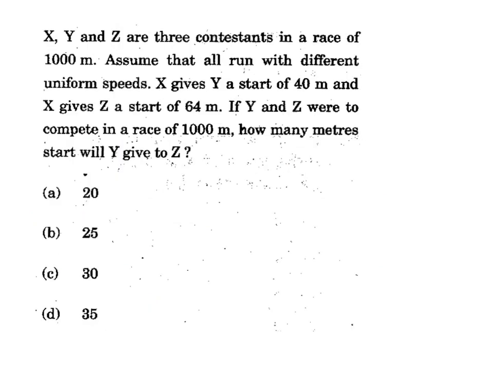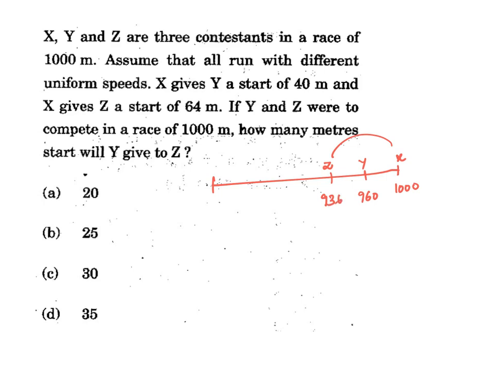X, Y and Z are 3 contestants in a race of 1000 meters. Assume that all run with different uniform speeds. X gives Y a start of 40 meters and X gives Z a start of 64 meters. The meaning is, in a race of 1000 meters, when X reaches 1000, Y will be 40 less than X, and Z is 64 less, which means 936.